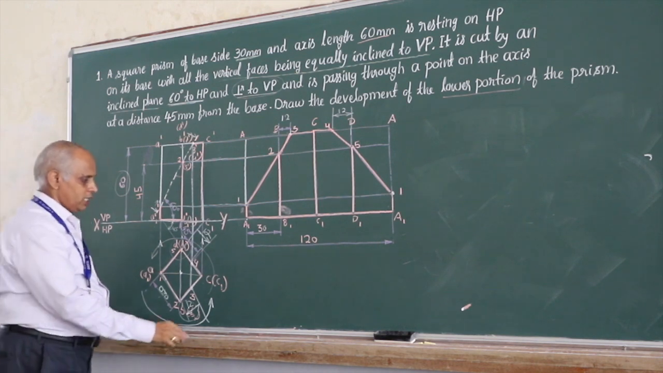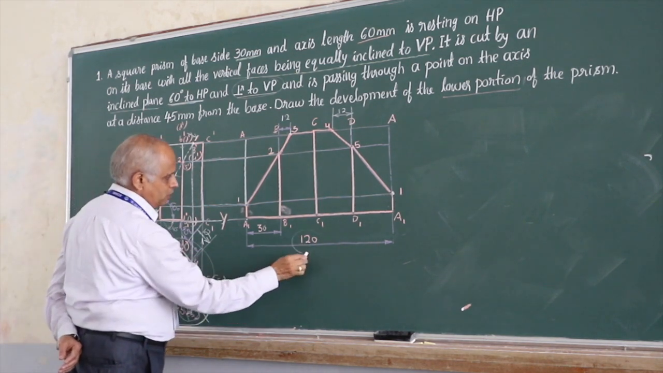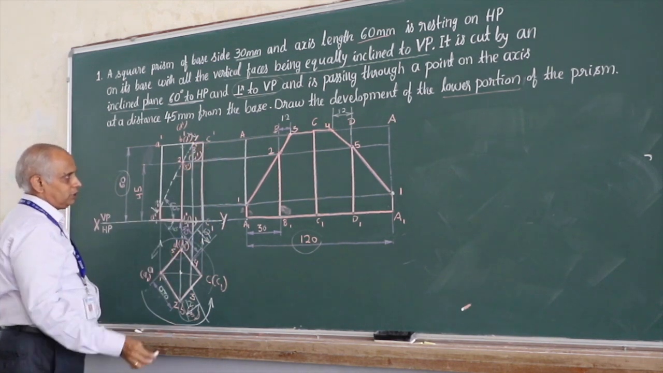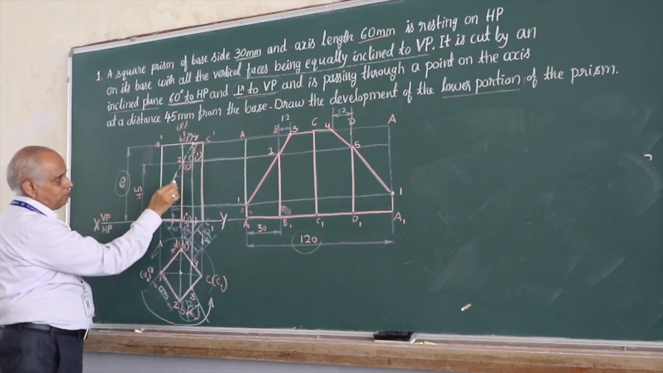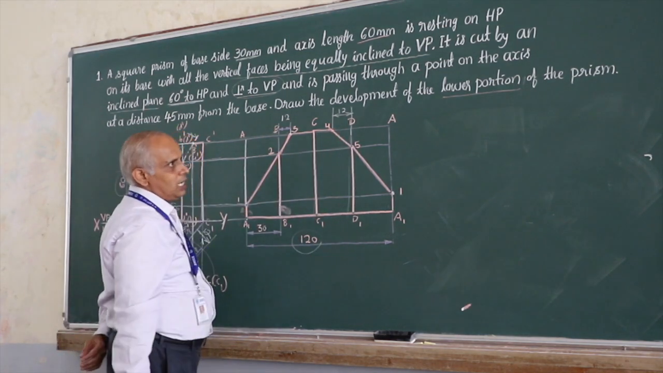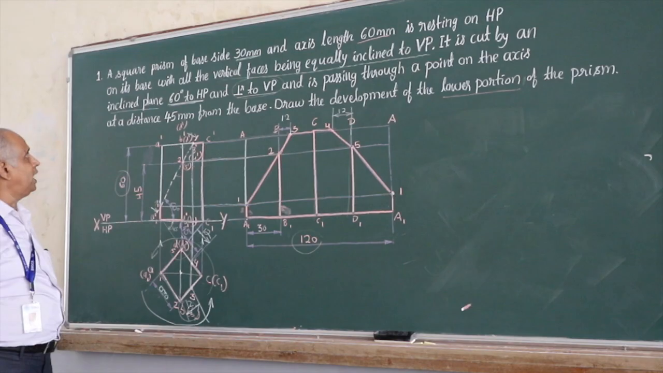So make it a point that the length of the development should be equal to the perimeter of top view. The height of the development is the height of the prism. All these vertical edges, AA1, BB1 are all vertical lines, and therefore this is called parallel line method. That's the end of first problem.